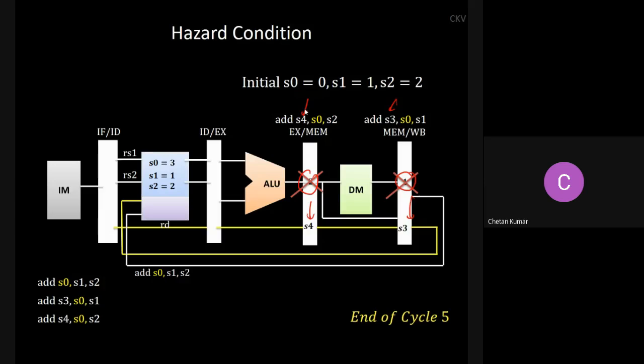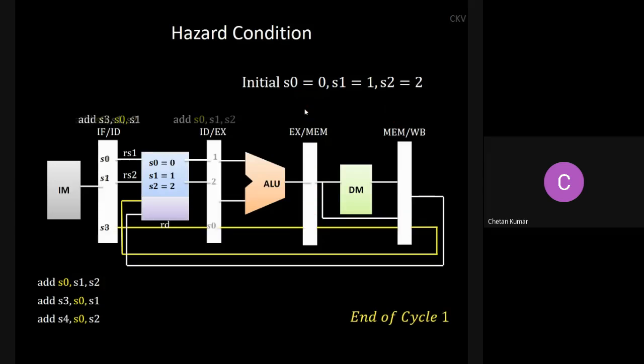Now, how do you actually fix the pipeline? So this is the problem. Now let's go to finding the solution. One solution to avoid the hazard is stalling. So when will you stall? Maybe we'll discuss stalling later.